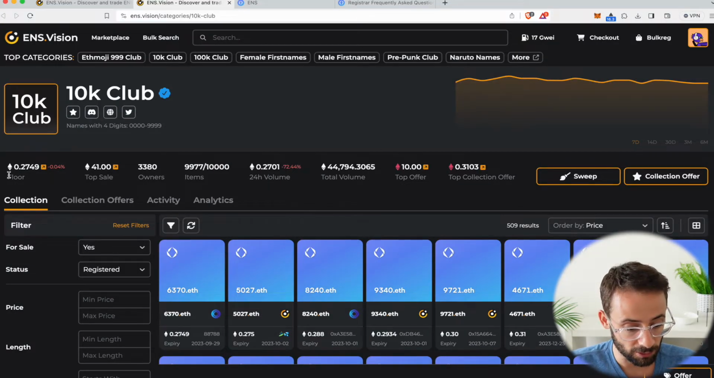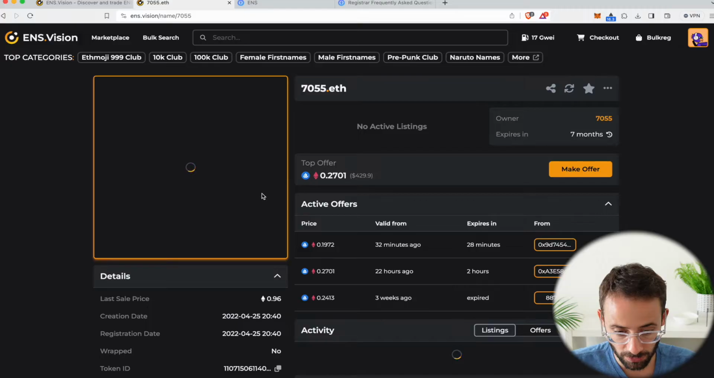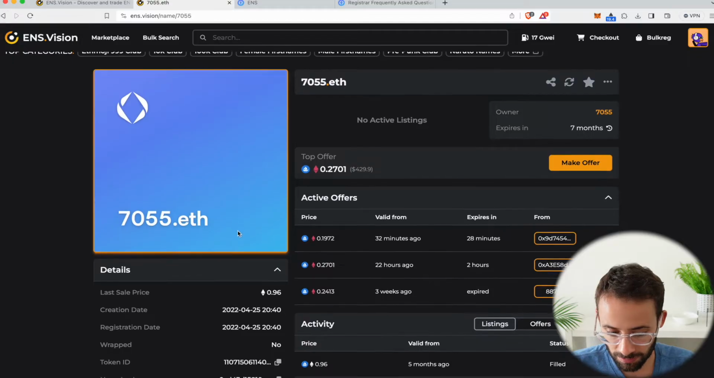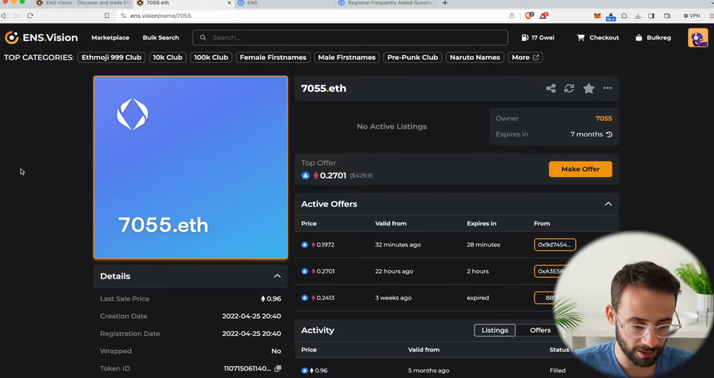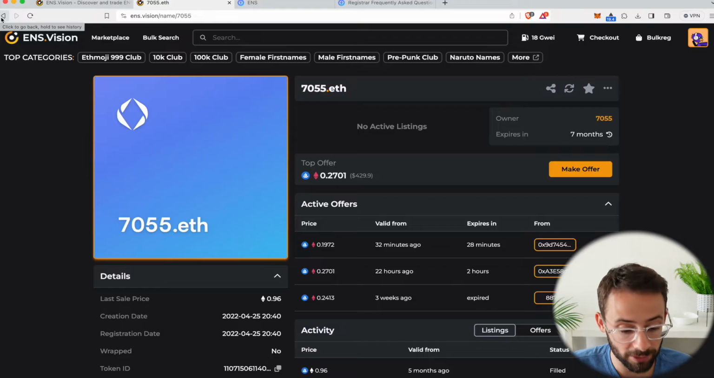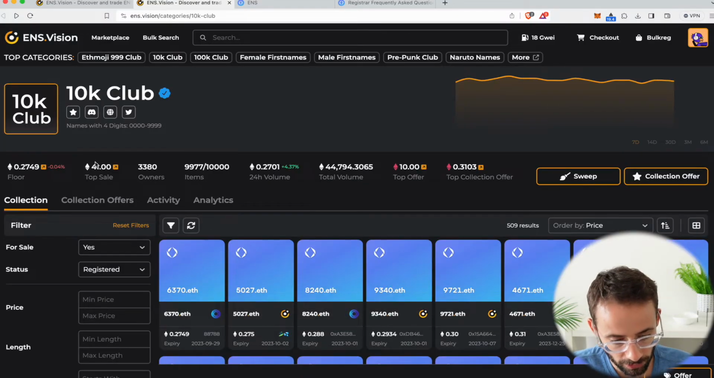You can see the floor price, the top sale, so 41 ETH was the top sale, and if we click here, we can see which one it was. 7055.eth sold for 40 ETH at some point, which honestly seems crazy because it's not really a great number. Usually numbers that start with a zero or a one or are all the same, like 1111, those would go a lot higher than something like 7055. So maybe that was a wash trade, not sure.